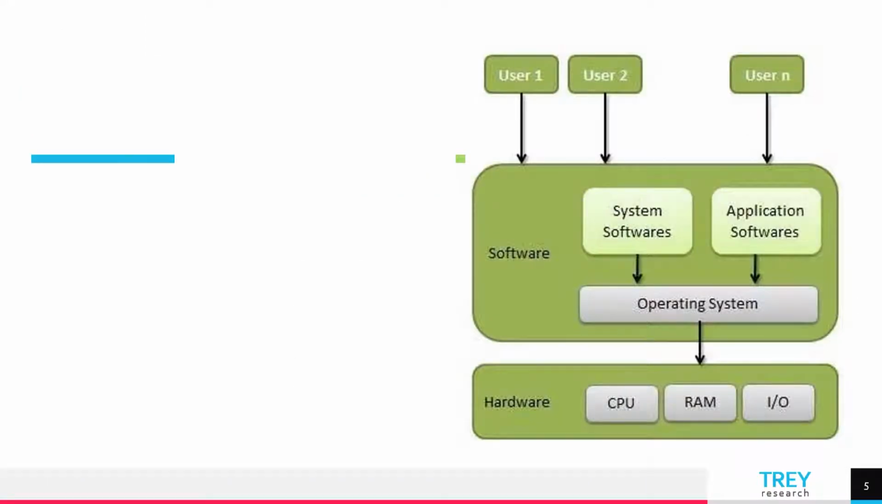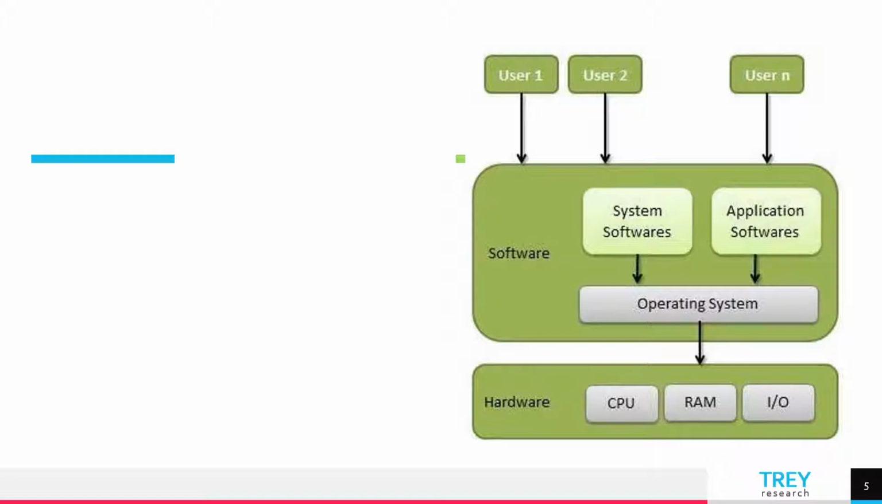Okay, so now if you look at the following diagram here, we've got user 1, user 2, and also user n. Under the user, we've got what we are calling software and hardware. The computer is made up of hardware and also software programs. The software is basically programs that work in coordination with the hardware parts of the computer.